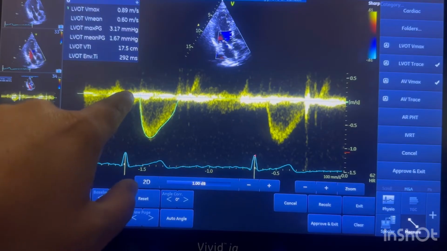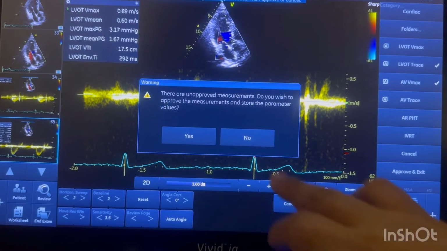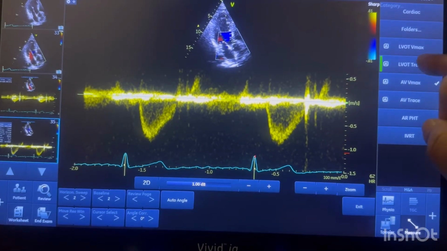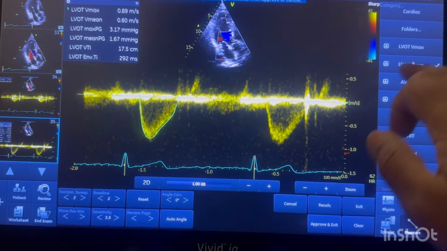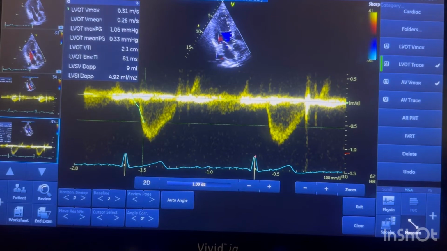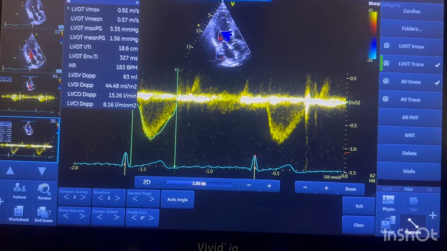If you increase the time here, your velocity, your VTI, will increase. For example, I'll show you now. I'm going to do a VTI now. For example, I start from here usually, and it goes this way. Look at it, it went from 17 to 18.6 because we increased the time here.